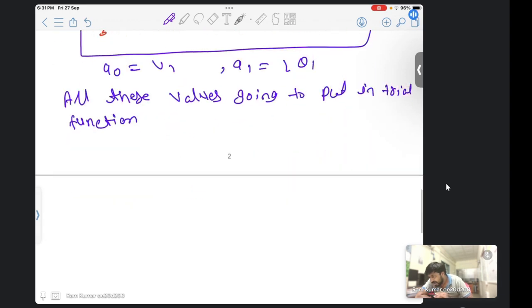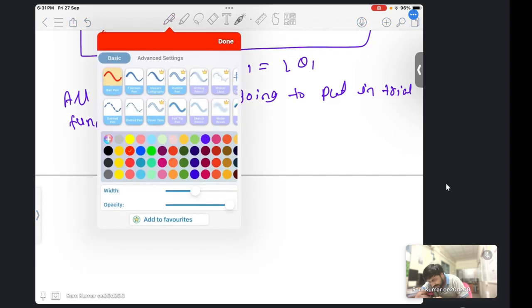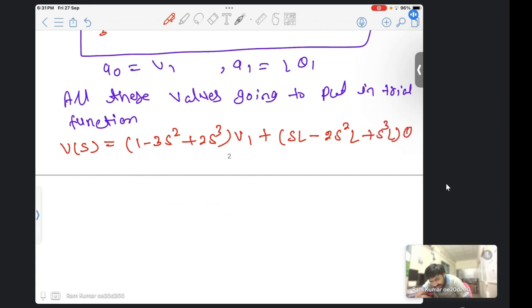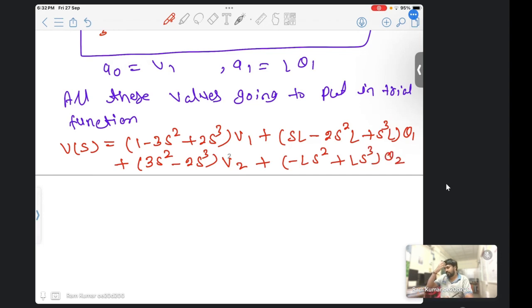So what will we get overall? Bs equal to 1 minus 3s square plus 2s cube, then b1, plus sl minus 2s square l plus s cube l into theta 1, plus 3s square minus 2s cube into b2, plus minus l s square plus l s cube into theta 2. Yes.